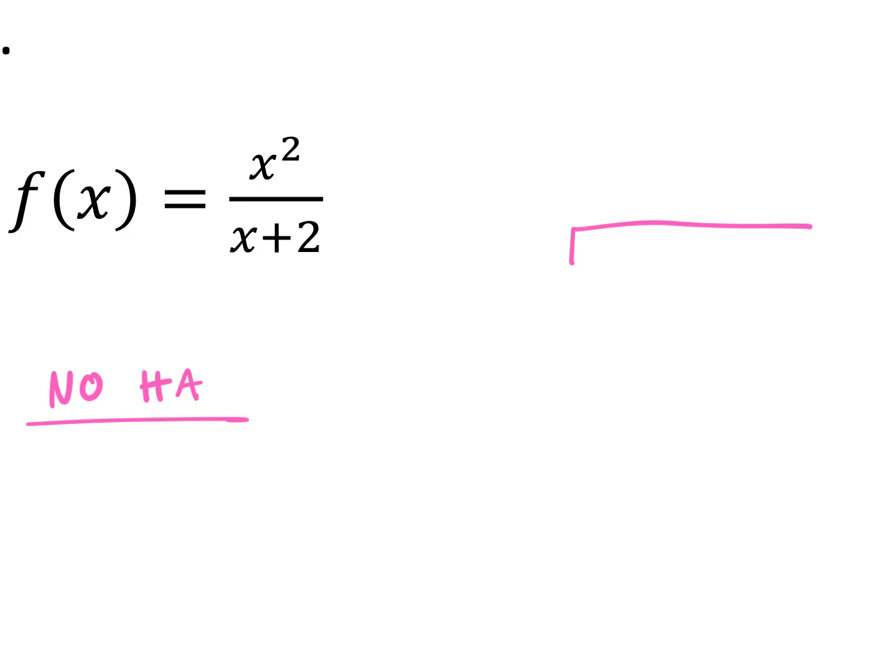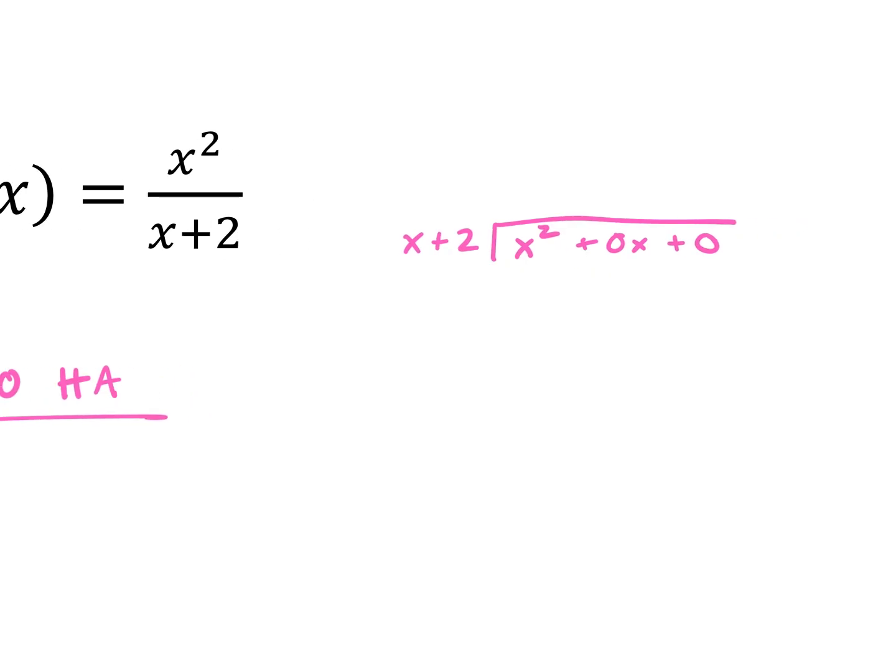So when we divide, I'll practice long division. We have x squared here, x plus 2 on the outside. Because it's just x squared on top, I'm going to put in a 0x plus 0 just to act as placeholders to give me all of my terms. Again, you could use synthetic division if you wanted here. I'll practice both ways to show you.